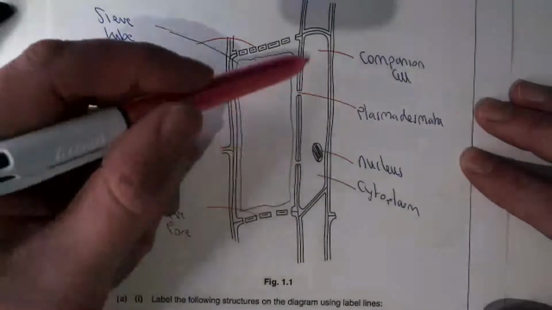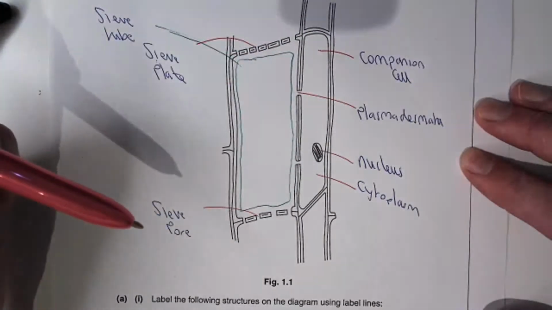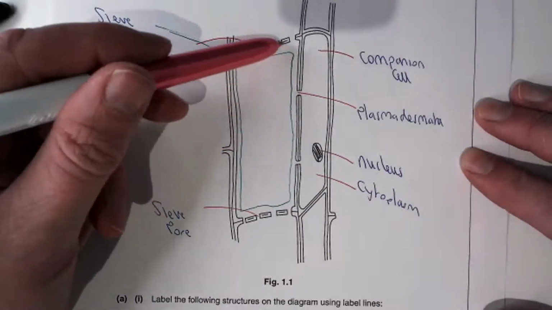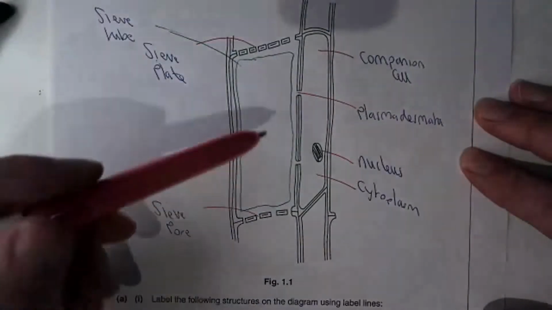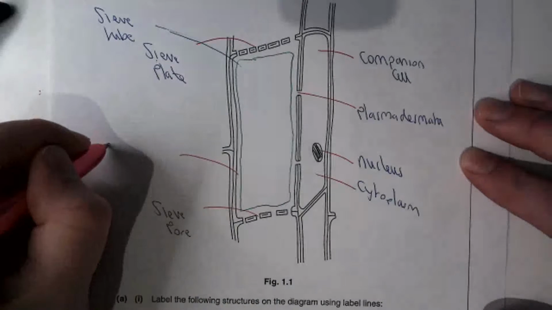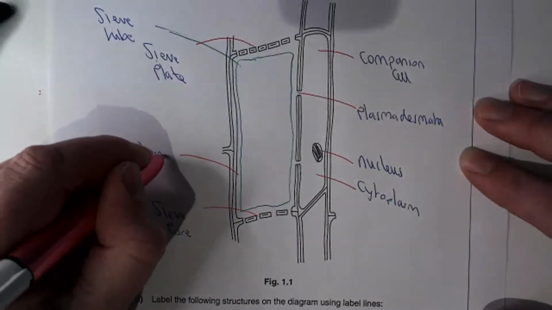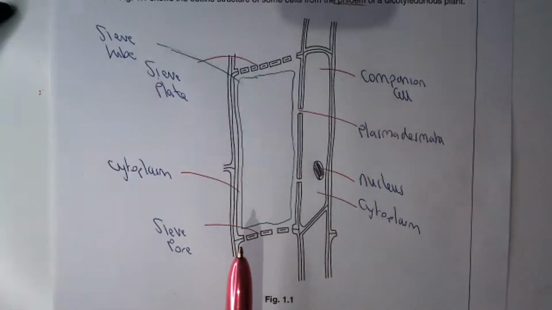The nucleus of the companion cell controls all the processes that are going on in the sieve tube. So there's a lack of organelles in a sieve tube. Cytoplasm is towards the edge, and that reduces the resistance of flow of sucrose. So just around the edge is the cytoplasm. So that's all the parts drawn and labelled for phloem, which is made up of companion cells and sieve tubes.